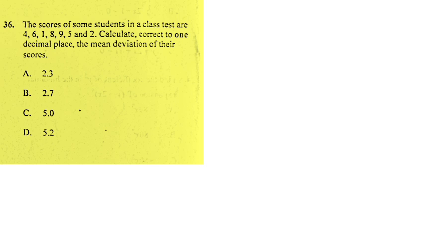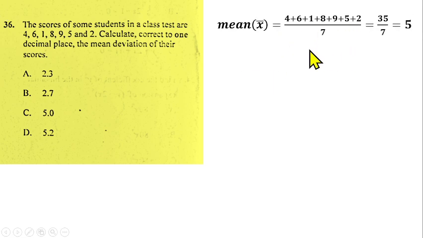The first thing to do is to find the mean. You need to get the mean before you find the mean deviation. So how do you find the mean? We know that the mean is the summation of these numbers divided by the number of data we have. If you sum those data together, you have 35 over 7, that gives us 5. So the mean is 5.